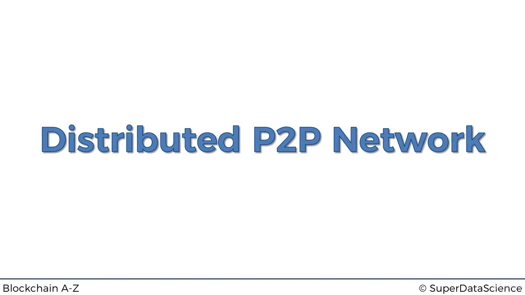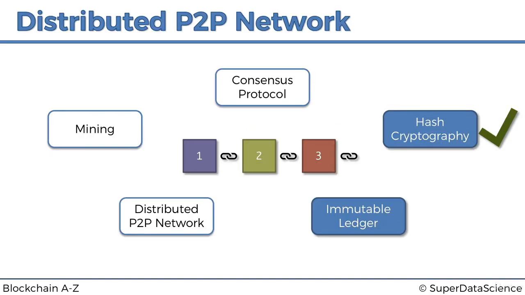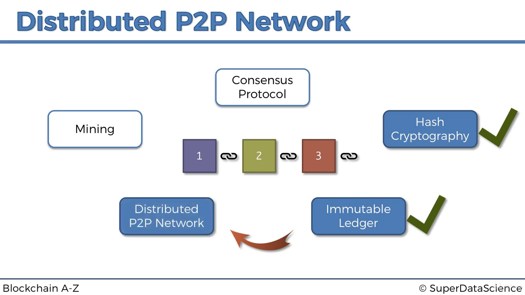Hello and welcome back to the course on blockchain. Today we're talking about distributed peer-to-peer networks. Alright, so previously we've already talked about hash cryptography, check that one off. We've checked off immutable ledger previously as well. And now we're moving on to distributed P2P networks. So let's have a look.